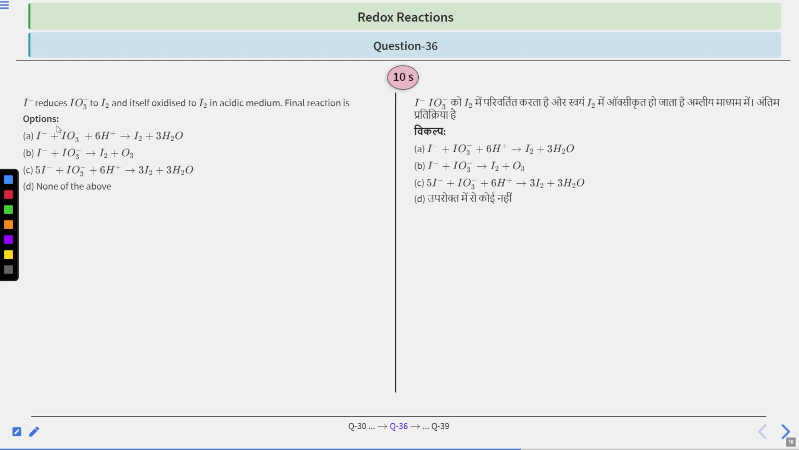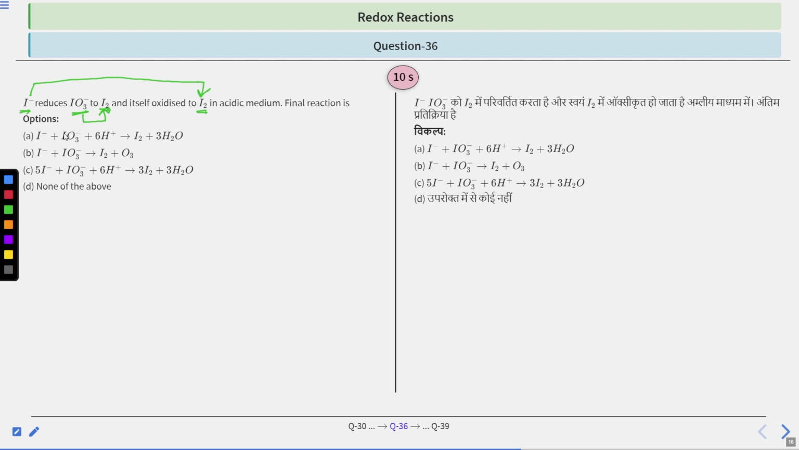Question number 36. I minus reduces IO3 negative to I2 and itself oxidizes to I2 in acidic medium. We have been given the information that I minus reduces IO3 minus to I2. This is the reduction that I minus is doing, and it is itself getting oxidized to I2, in the acidic medium. So we have to tell the final reaction.